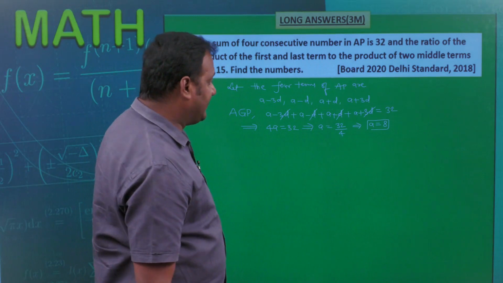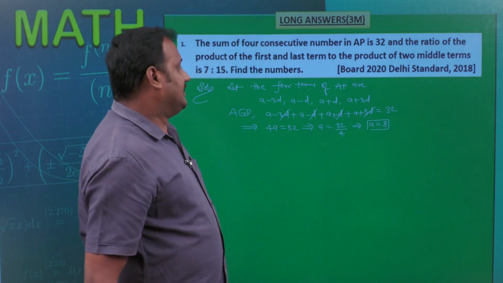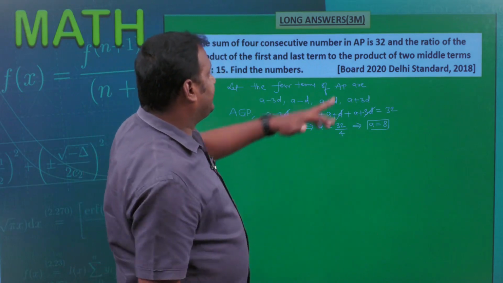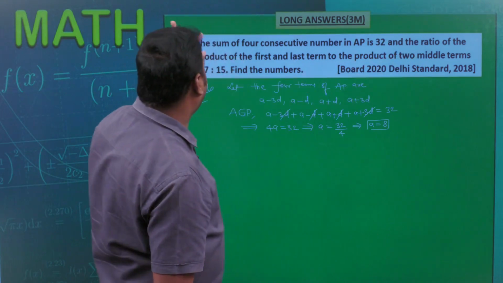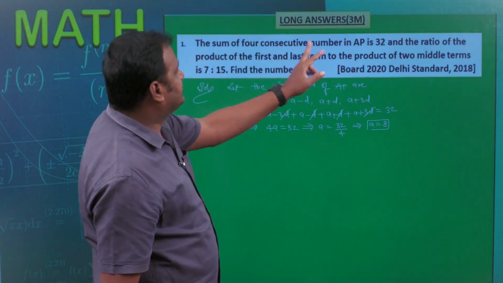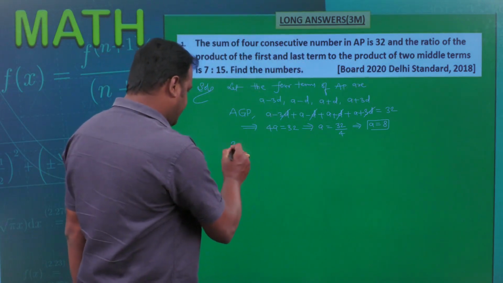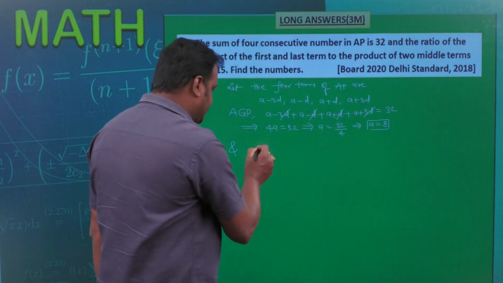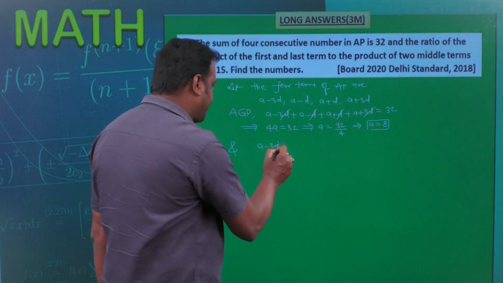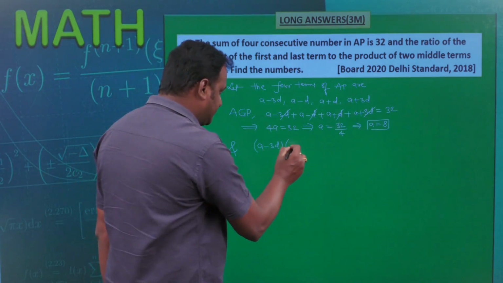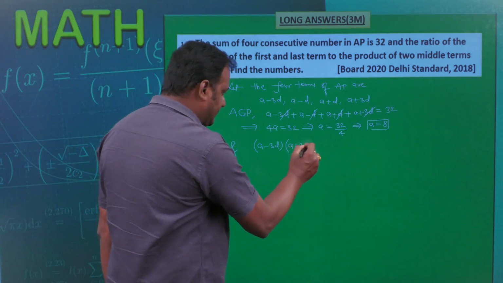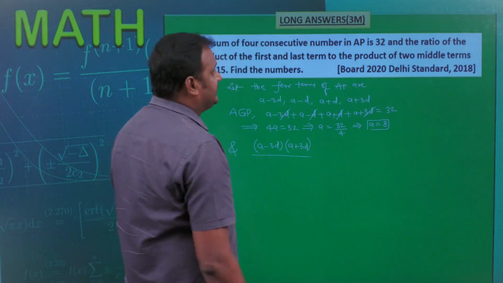After getting the value of A, what is the second information given? The ratio of the product of the first and last term. Product of the first and last term: the first term is A minus 3D into the last term A plus 3D is to, what is the next one?